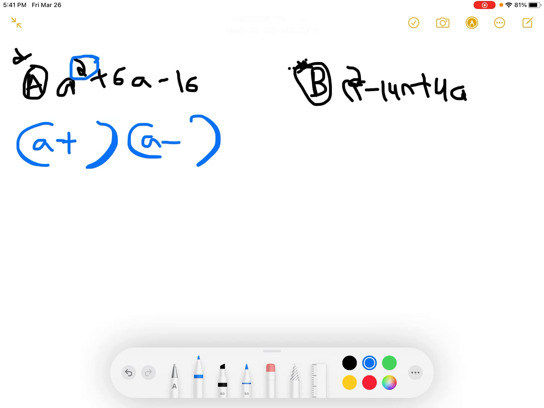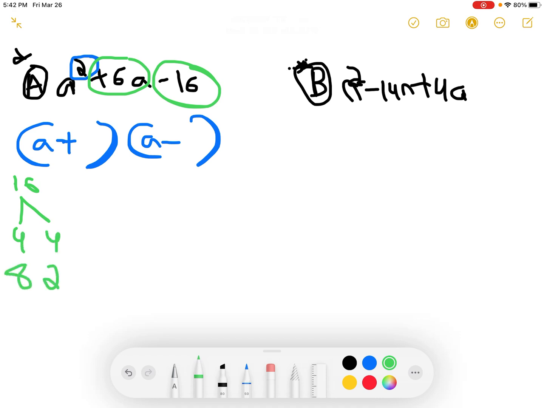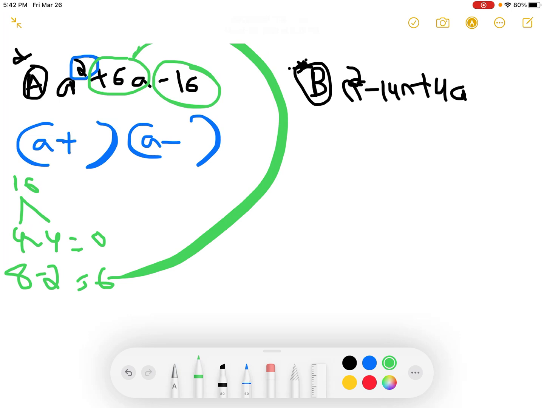Now what we need to figure out is what factors of 16 will get us positive 6. But as you can tell, it's plus minus, so we'd be subtracting. Some factors of 16 are 4 and 4, and 8 and 2. 4 minus 4 would equal 0, right? But 8 minus 2 would equal 6. And look at that, perfect.